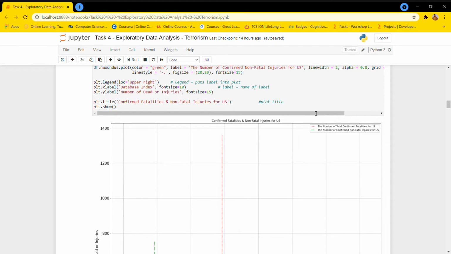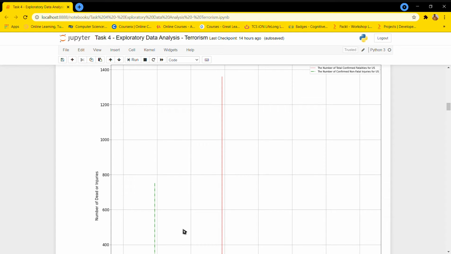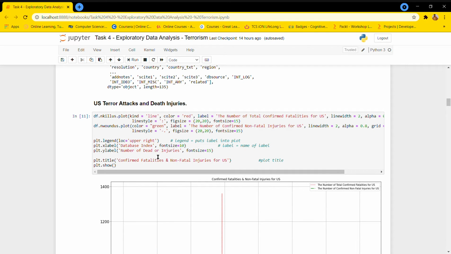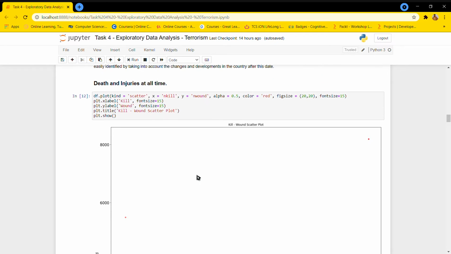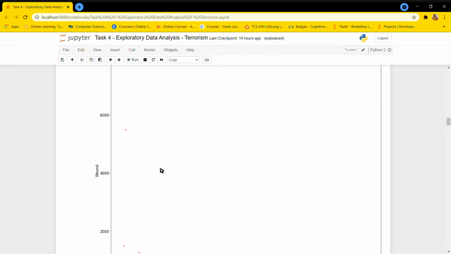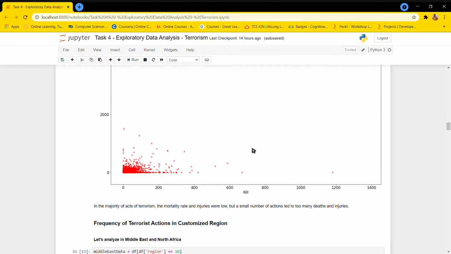And here, you can check this out, the dotted red line gives the number of total confirmed fatalities, and the green dotted line gives the number of non-fatal injuries for the US. Then I plotted another graph between kills and injuries at all times. Here's the graph. In the majority of acts of terrorism, the mortality rate and injuries were low, but a small number of actions lead to many deaths and injuries.